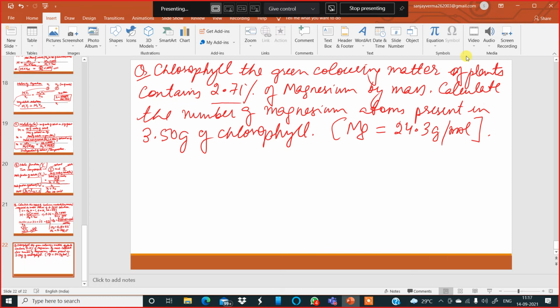Here the percentage by mass is given, but they are telling us to calculate the number of atoms present in so many grams of chlorophyll. So try to work this out. The percentage is there, 2.71% of magnesium by mass. Try this one. I'm waiting.